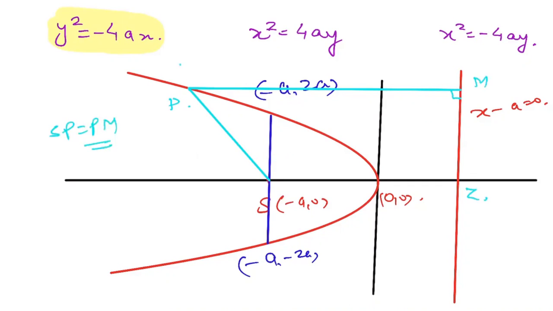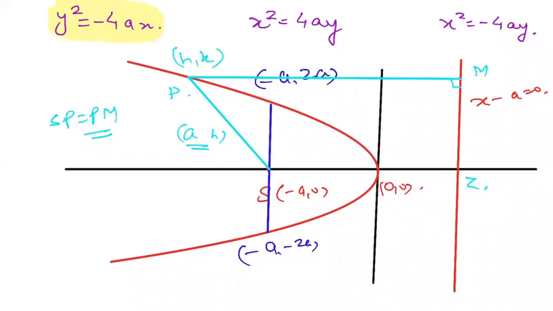SP is equal to PM. Obviously, h will be negative in this case. Length will be again a plus h. H is positive, you are taking as, right? Minus of minus, this will be plus. So you can write a minus h, but in fact, this will be a plus h, right?